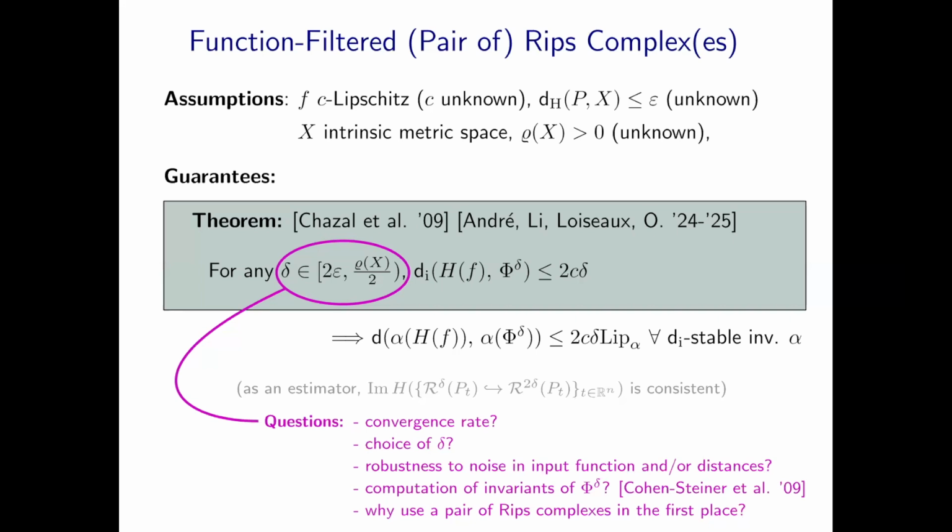And finally, there's this question: why did we use a pair of Rips complexes and not just a single Rips complex? And this is the first question I'm going to tackle right now. I'm going to show you why.